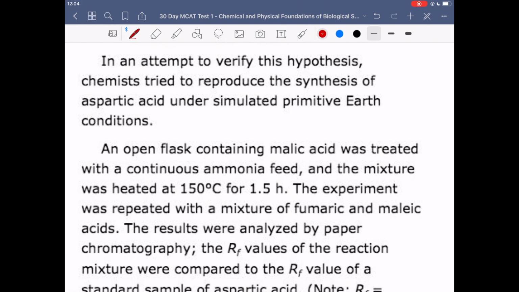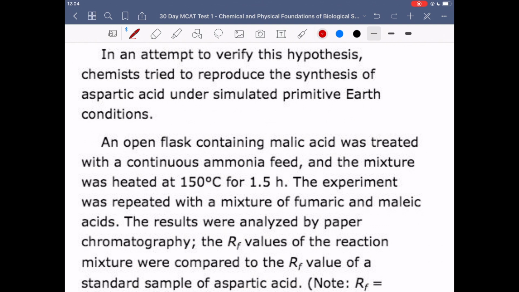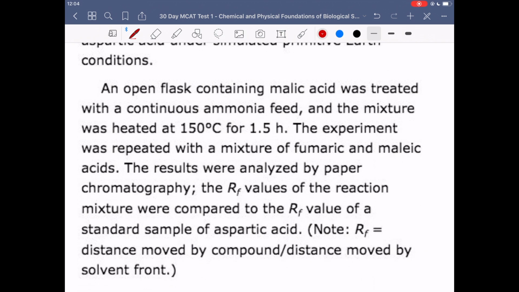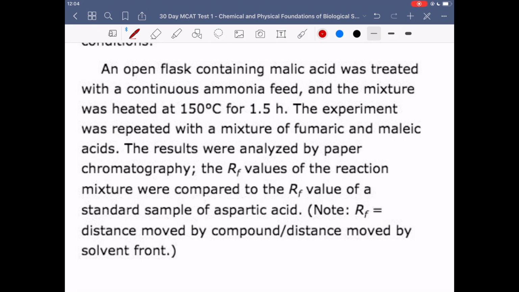That is Scheme 2. In an attempt to verify this hypothesis, chemists tried to reproduce the synthesis of aspartic acid under simulated primitive Earth conditions. So an open flask containing malic acid was treated with a continuous ammonia feed, and the mixture was heated at 150 degrees Celsius for 1.5 hours. The experiment was repeated with a mixture of fumaric and maleic acids.